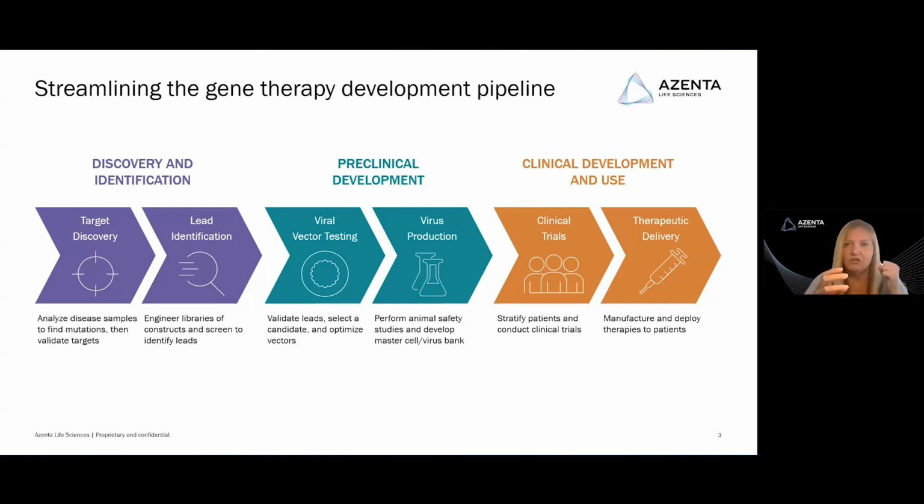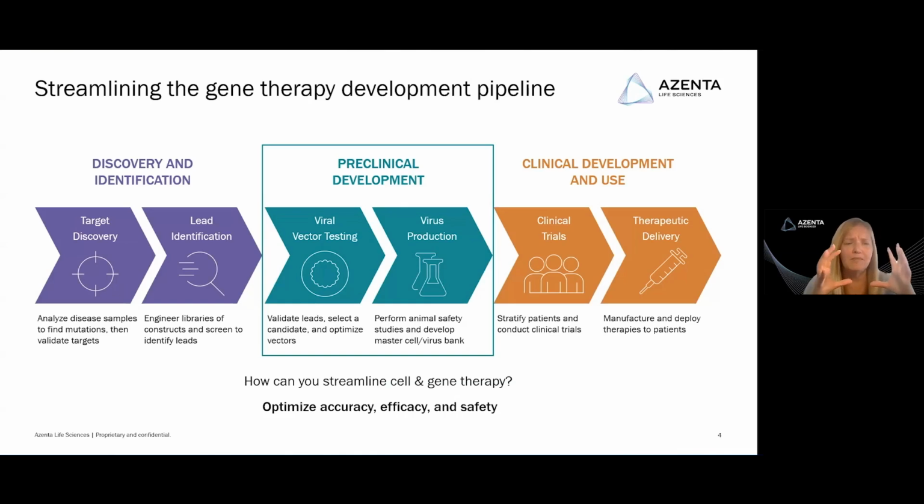We're going to stratify our patients. We're going to do larger clinical trials. We're going to manufacture and scale up and bring this to the big picture. So for today, we're going to really focus primarily on this preclinical development and also a little bit on the end of that lead identification part, but thinking about how can we streamline this using Oxford Nanopore as a means to optimize our accuracy, efficacy, and safety. Safety is always number one, but in order for us to have that safe product, we have to make sure that it is accurate, that it is correct, and that's where that sequencing is going to come into play.